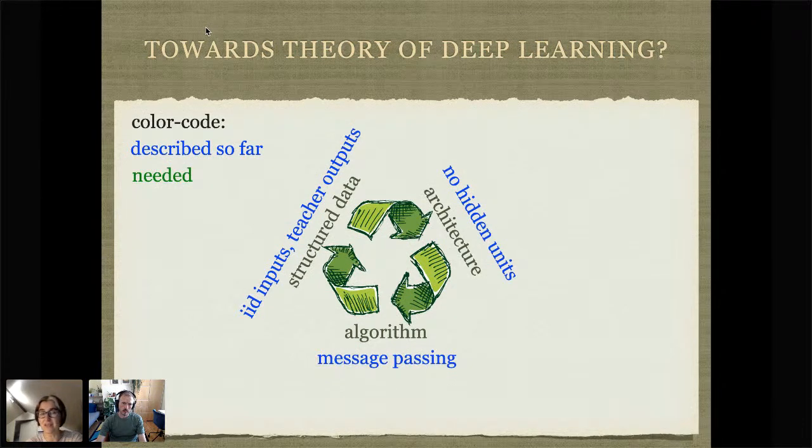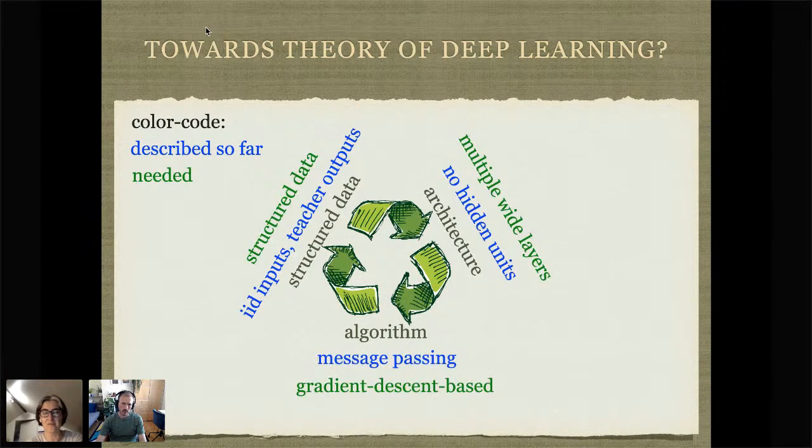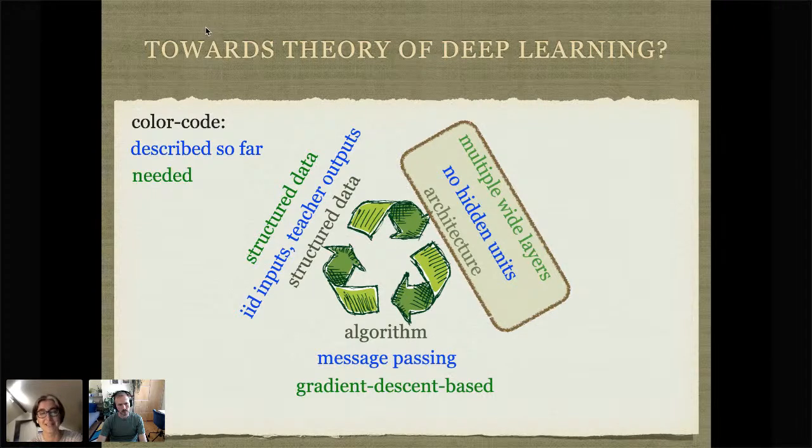And on the side of the structure of the data, I was talking about IID inputs and teacher outputs, so that seems to be far from some realistic structure. Instead, we would like to be talking of multiple wide layers and gradient descent based algorithms and structured data. So can we do better? Can we go from the blue to the green? That's what has been occupying me for the past, say, 3, 4, 5 years. And so how are we doing in these different directions, in my group, or more generally in the statistical physics theory of learning?